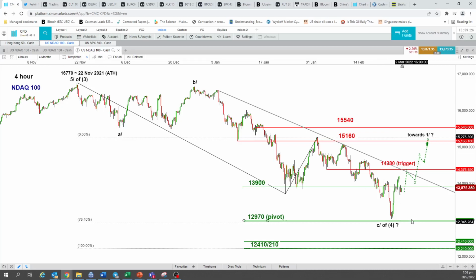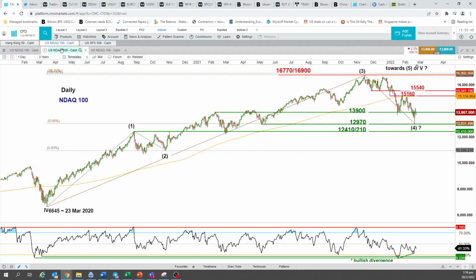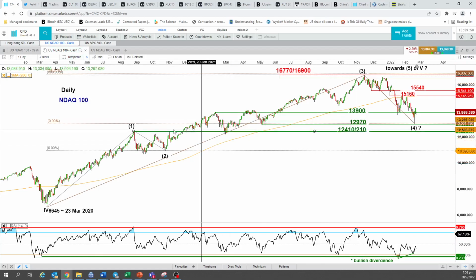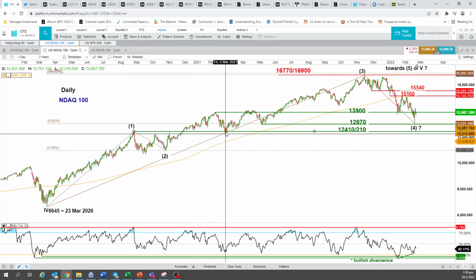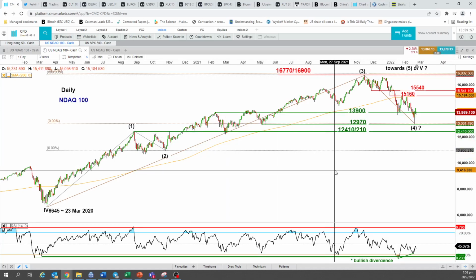So if we start to see a daily close below 12,970, then we could take us much lower towards the one-time Fibo projection on the downside from the all-time high of 22nd of November, projected to the swing low of 24th of Jan, taken up from the high of 2nd of February. This gives us a one-time Fibo projection at 12,410 slash 12,210, which is also this congestion zone here, okay, seen on the daily chart, which is also the swing low of 5th of March at 12,210.